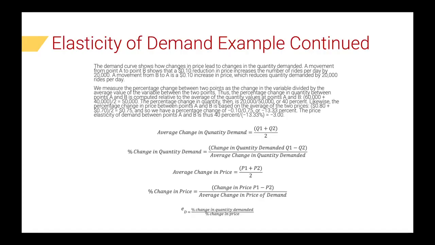Likewise, the percent change in the price between points A and B is based on the average of the two prices, and so we have a percent change of negative 10 cents divided by 75 cents, or negative 13.33%. The price elasticity of demand between points A and B is thus 40%, divided by negative 13.33%, or negative 3.